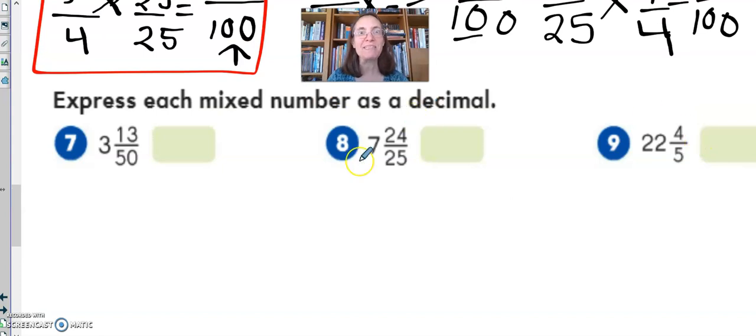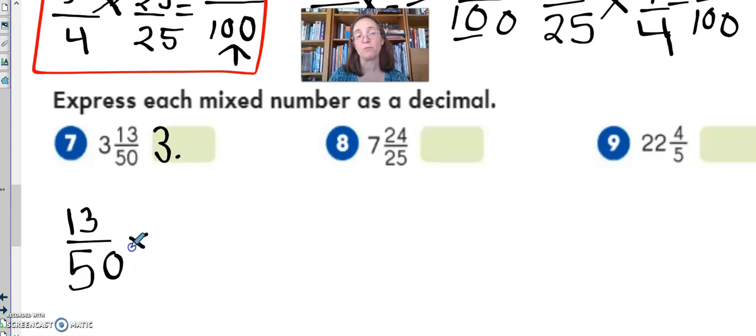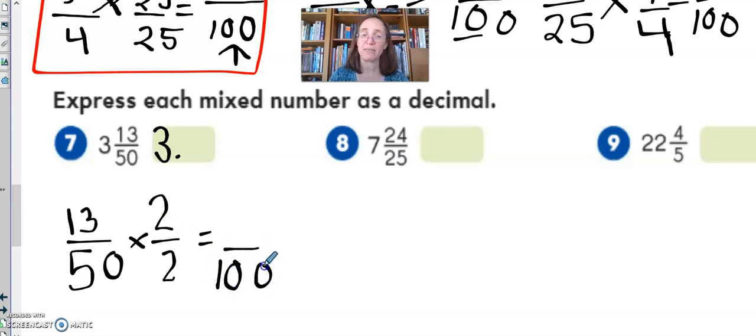Ooh, express each mixed number as a decimal. Well, this is not right here an improper fraction at all. So I'm just going to go ahead and write that whole 3 right there and get ready for my hundredths. Now, 13 50ths, we have to get those to be hundredths. 13 is prime, so I won't be able to divide to get to my hundredths here. So I think I'm doing hundredths, and I know that 50 times 2 equals 100, so I'm going to multiply all of that by 2 halves to get it to be hundredths, which works in our place value system.